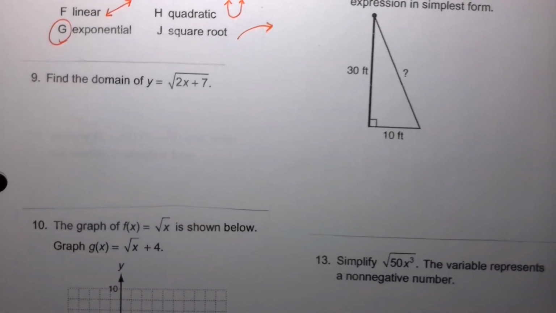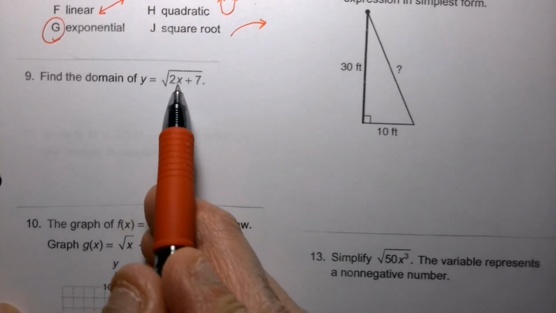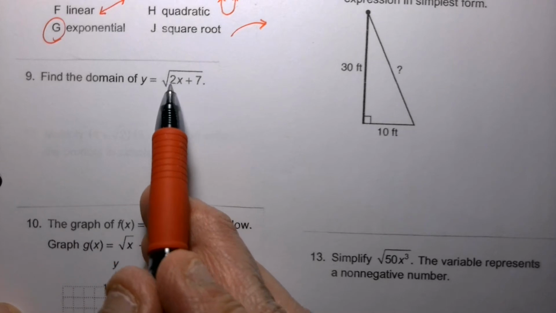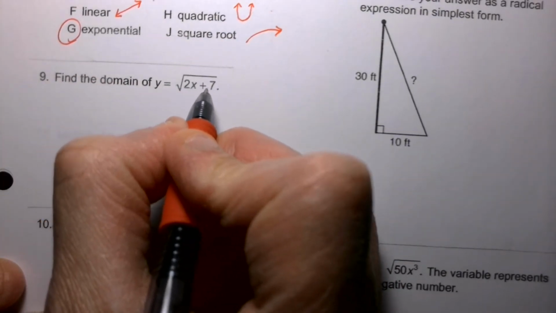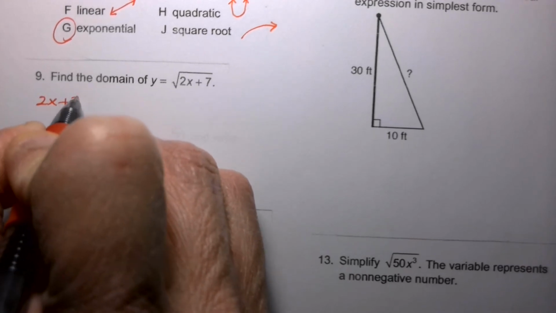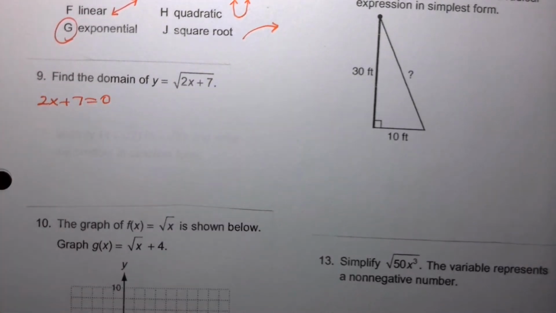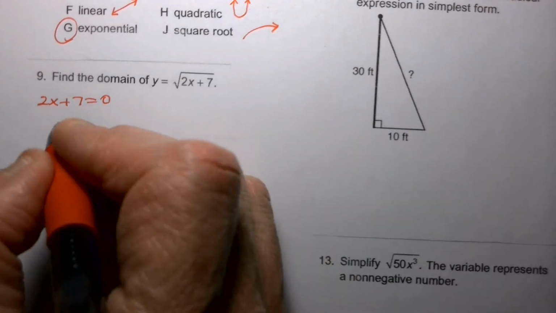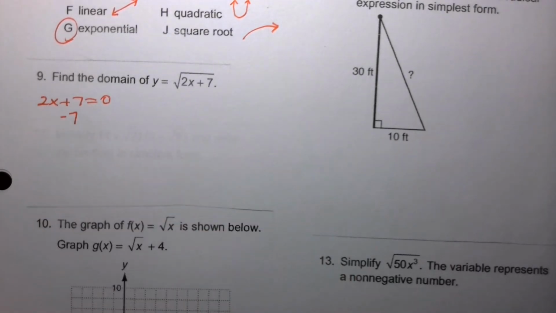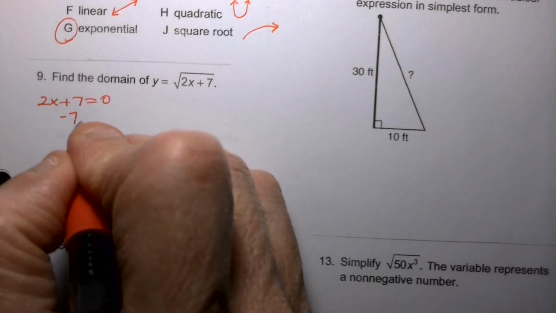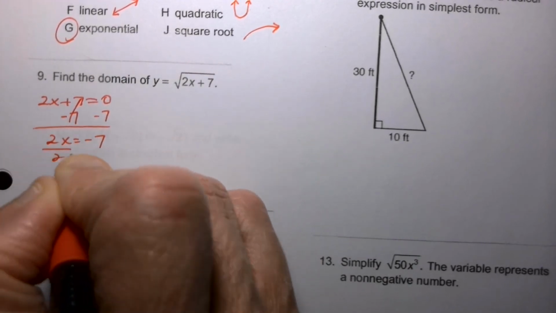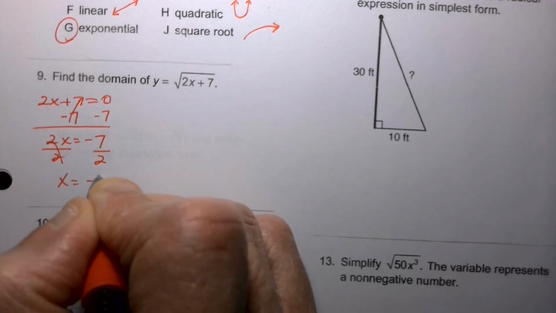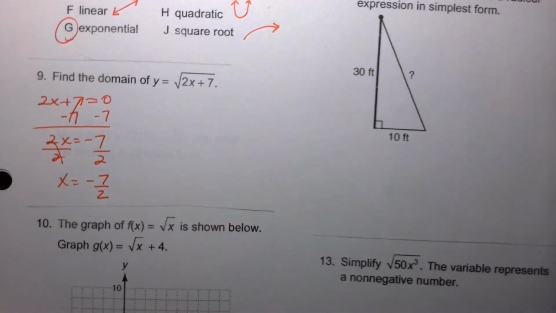All right, find the domain of that. Again, the domain is what values can x be? And the answer is x can't be anything that's going to make this negative. So that's why we take whatever's under the square root and set it equal to 0 and solve to get our boundary line, the crossover line from where it goes to negative numbers. We need that crossover line. So we solve. That's just normal solving work.